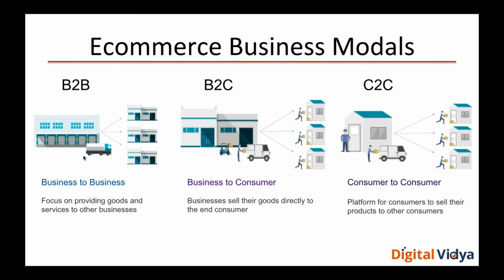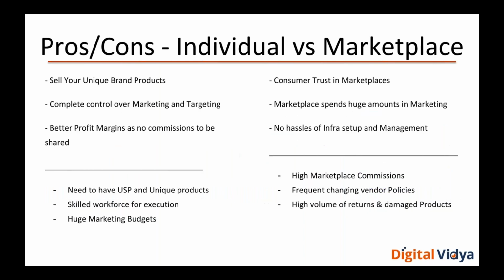So when I say B2B, B2B is business to business. Majorly, marketplaces like Alibaba.com and India Mart all fall into the B2B category. Then there is B2C, which is business to consumer. Almost all marketplaces like Flipkart and Snapdeal fall into this. And then we have C2C. Under C2C, it would be the classified websites like OLX, Quicker, and others.